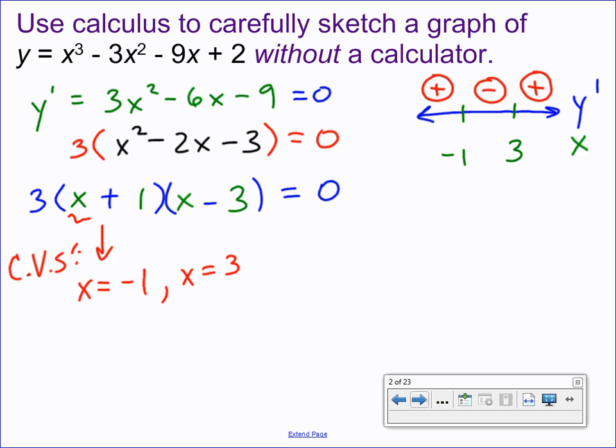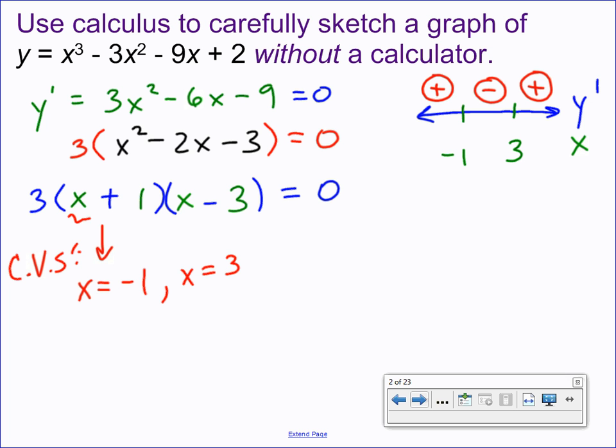A horizontal tangent at x equals negative 1 because y prime equals 0. Decreasing behavior for y on the subinterval x equals negative 1 to 3 because y prime is negative, and then increasing behavior for y after x equals 3 because y prime is positive. So depending upon the question, we would answer that and provide justifications based on our analysis.